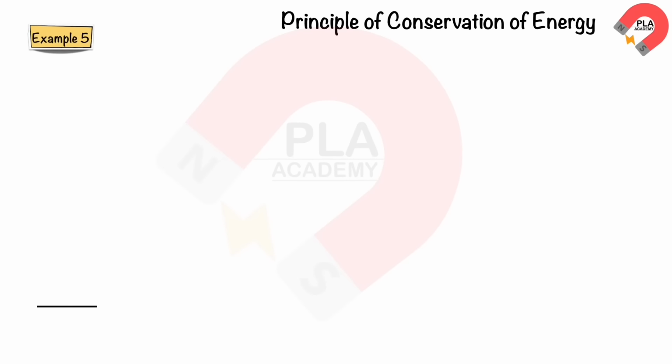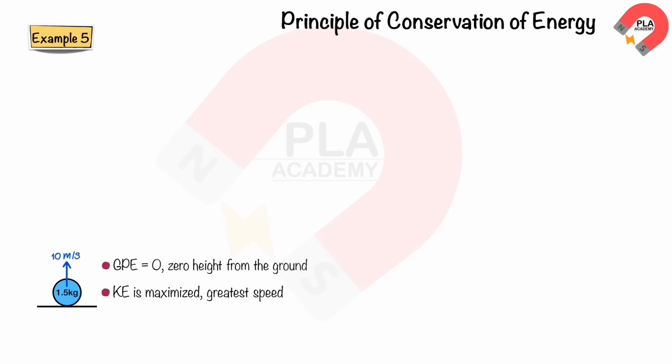In another scenario, let's assume the mass is thrown upward through the air with an initial speed of 10 meters per second. At the initial position, the mass has zero gravitational potential energy due to its zero height from the ground, while kinetic energy is maximized at the greatest speed. The maximum kinetic energy is half of 1.5 times 10 squared, which equals 75 joules.